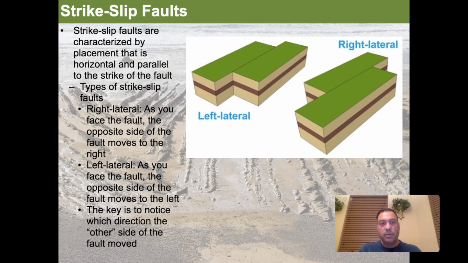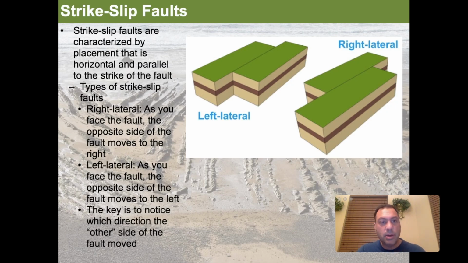Strike-slip faults are characterized by displacement that is horizontal and parallel to the strike of the fault. In other words, the fault is sitting like this. Instead of things moving up or down, it's going in or out. In the case of the camera, it's either coming towards you or away from you, right? That's called going up and down the strike of the fault.